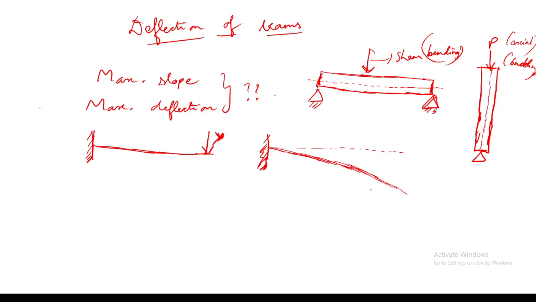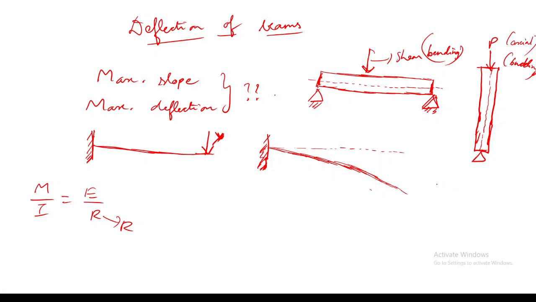We have already studied, right? We have studied this bending equation, right? M by I equals E by rho, or E by R. Here, what is the R? Radius of curvature, okay? So this radius of curvature is from the bending moment, okay?